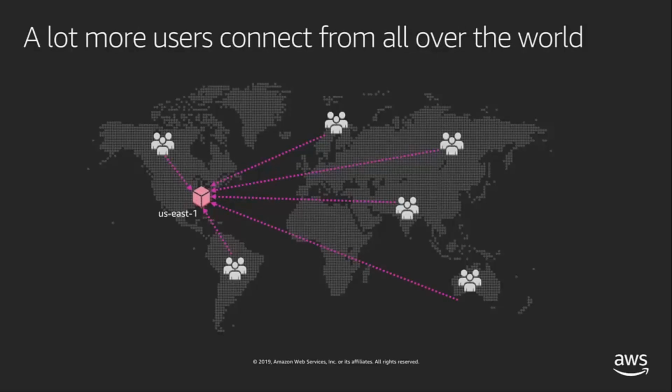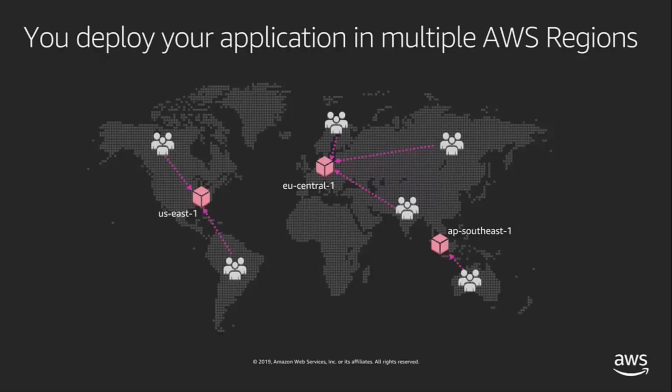Especially if they can connect directly to a single deployment in, let's say, US East 1. So what you may want to do is deploy your application in multiple AWS regions and run it in an active mode, where the same application is running in the same way in multiple locations. Let's say you have one in US East 1, one in Frankfurt in EU Central 1, and one in Asia Pacific Southeast 1.